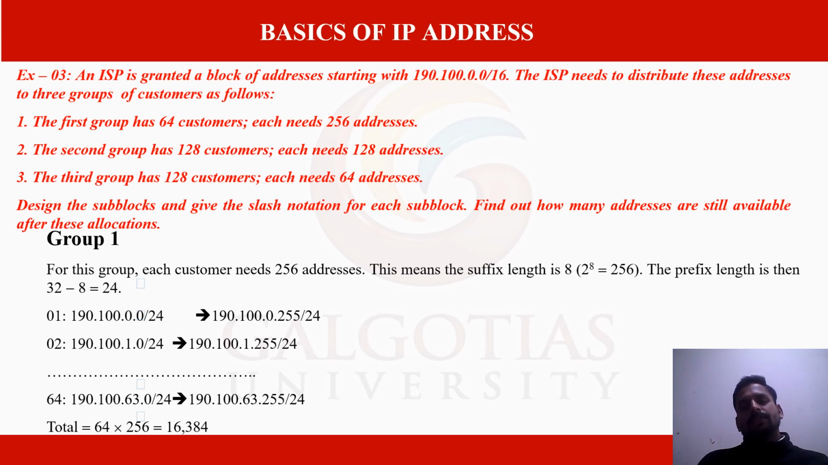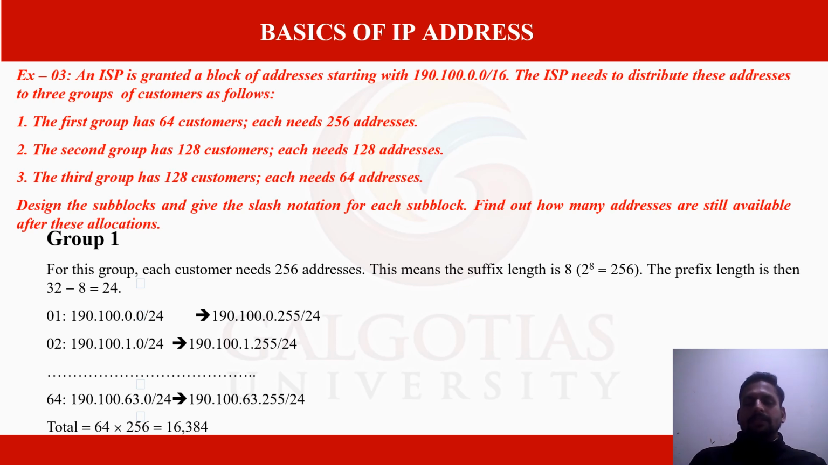We know that if 2 power n satisfies the condition, then that is the subnet mask value we can create. So the suffix length is 8, because 2 power 8 gives the value 256. So the prefix length is then 32 minus 8. Here we need to find the subnet mask value. What is the address range? The address range comes from 2 power 8, so 8 is the address range.